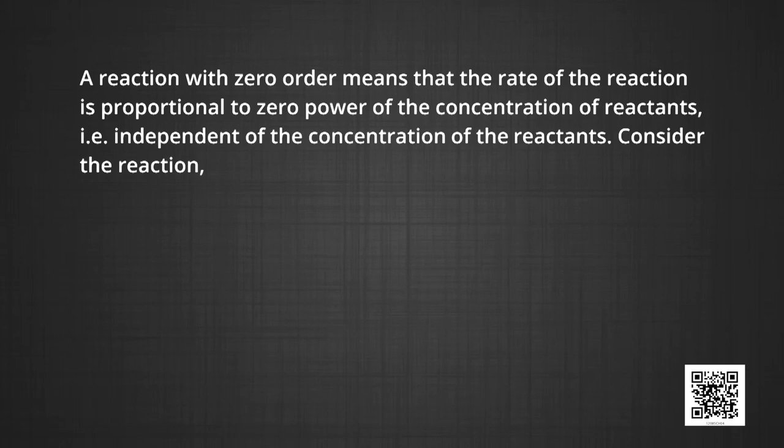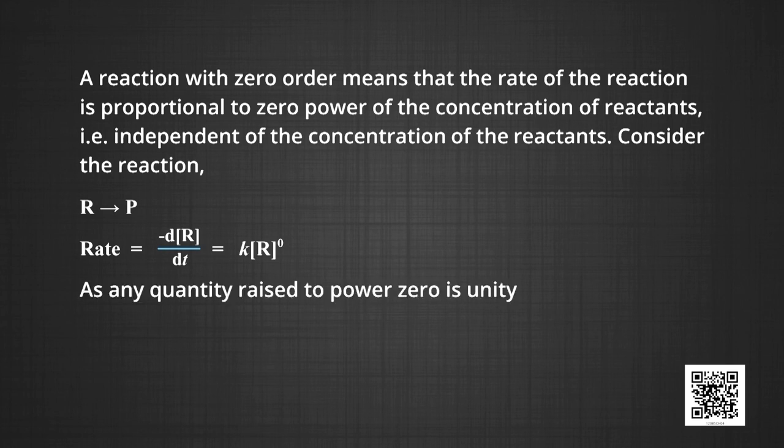First of all, let's take up zero order reactions. A reaction with zero order means that the rate of the reaction is proportional to zero power of the concentration of the reactants, that is, independent of the concentration of the reactants. Let's consider the reaction R gives P, where R is the reactant and P is the product. The rate expression will be minus d[R]/dt equals k[R] raised to power 0, as any quantity raised to power 0 is unity.